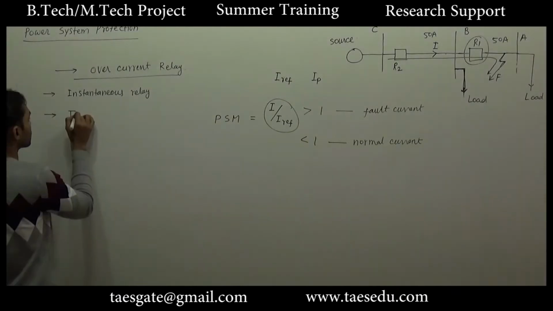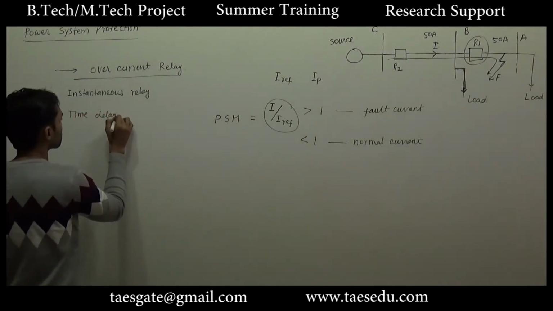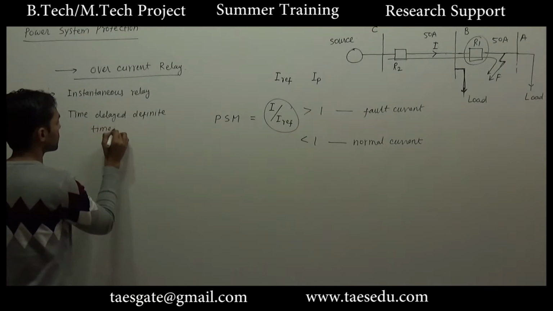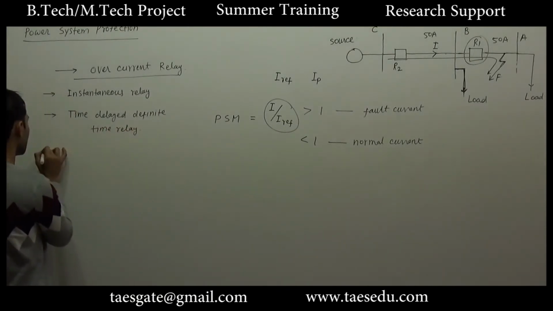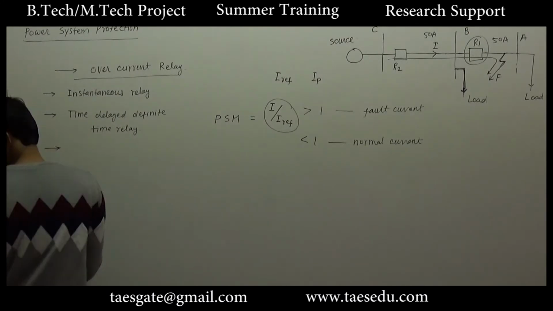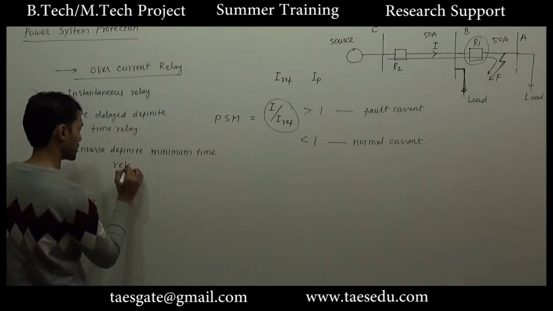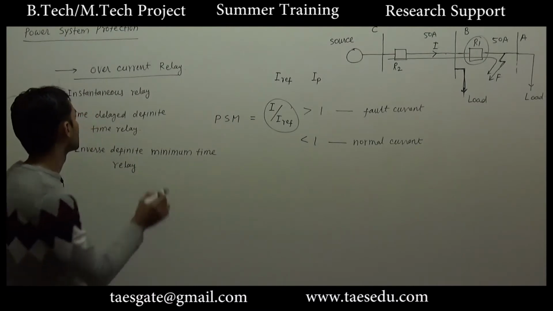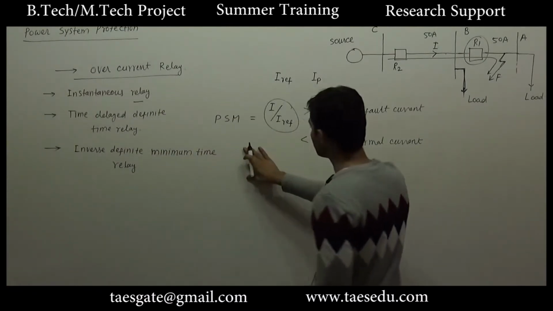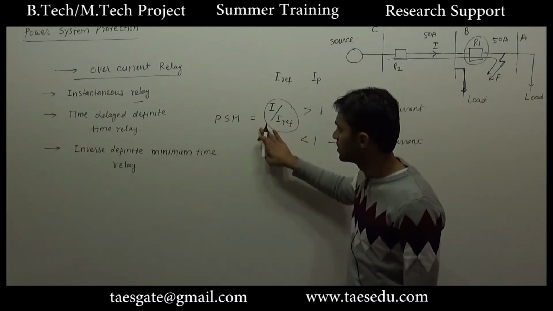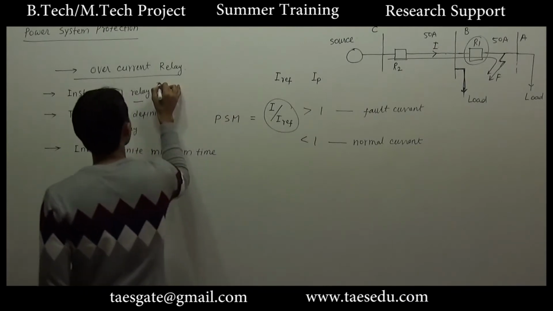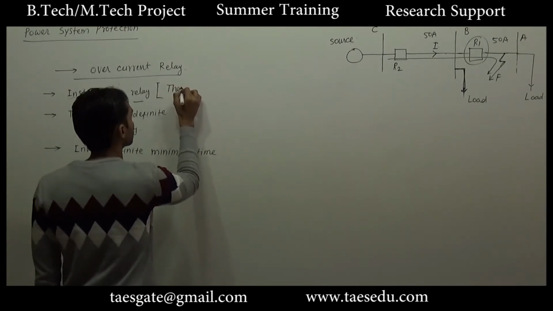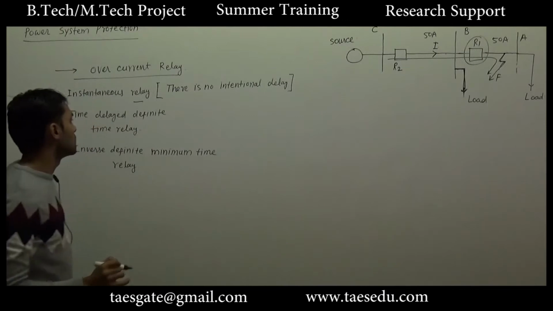Second is time delayed definite time relay. And the third, which is mostly used, is inverse definite minimum time relay. The first is instantaneous relay. As the name suggests, what this relay will do, as soon as it will detect any fault, it will operate. In this relay, there is no intentional delay.